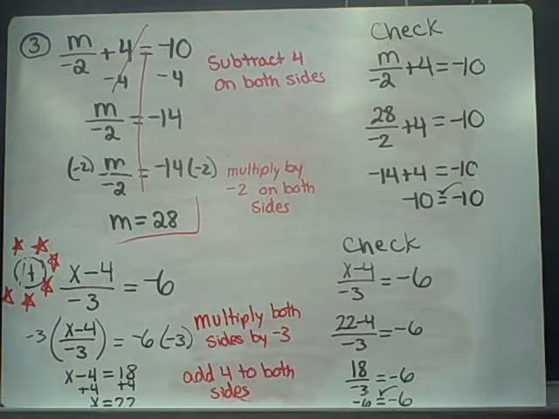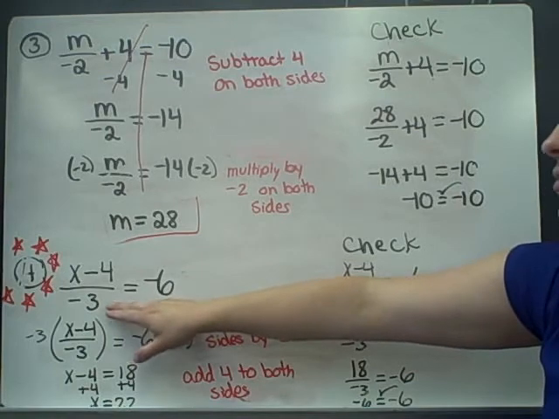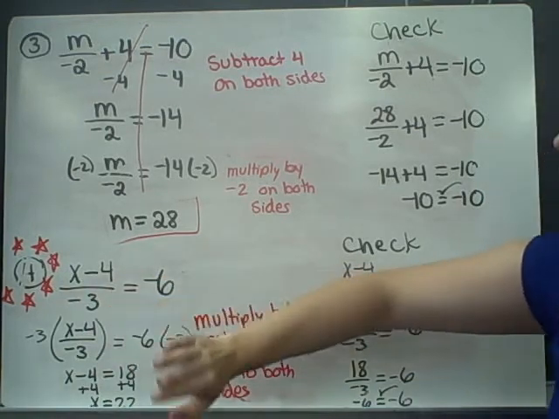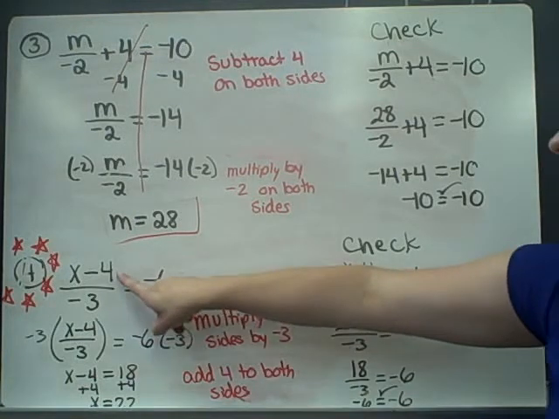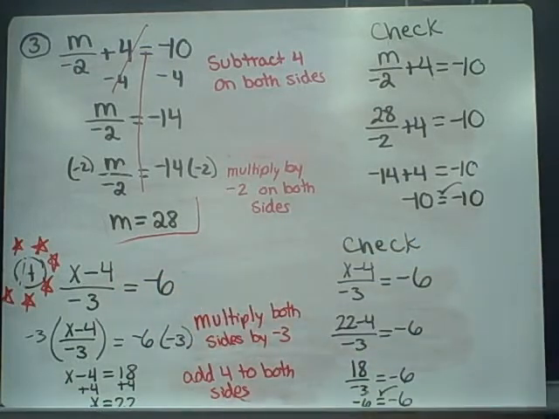So I need you to pay close attention to number 4. If I have x minus 4 all divided by a negative 3, notice the entire x minus 4 is divided by a negative 3, equals a negative 6. Normally I would first add or subtract, but in this case that's not going to work. It's kind of like the x minus 4 is stuck in that fraction. So we have to get rid of the fraction first in this particular case.